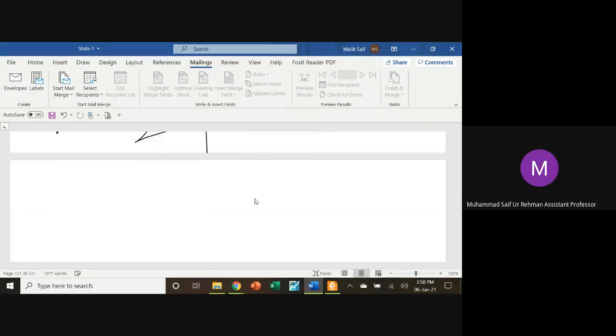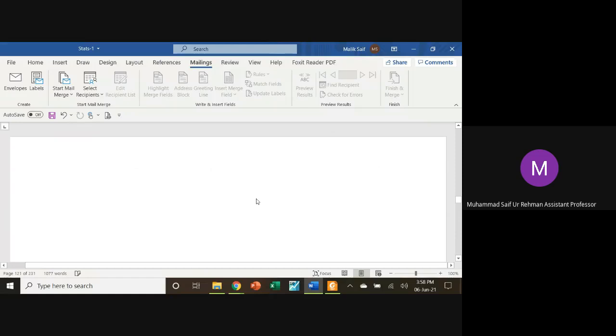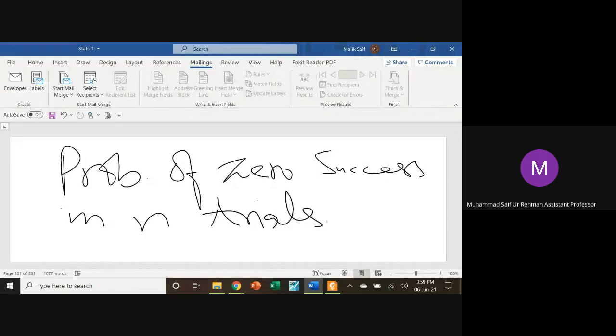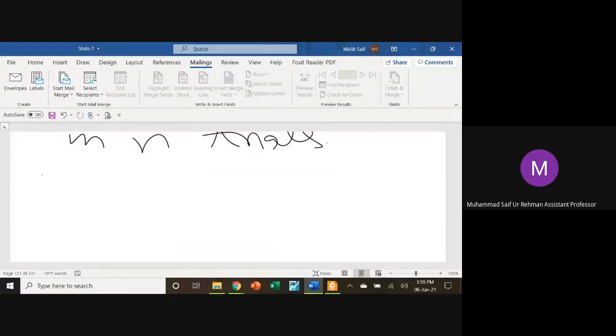So now see. If I say probability of 0 success in n trials. What is the probability of 0 success in n trials? Probability of 0 success in n trials. What does this mean? Probability of x is equal to 0.